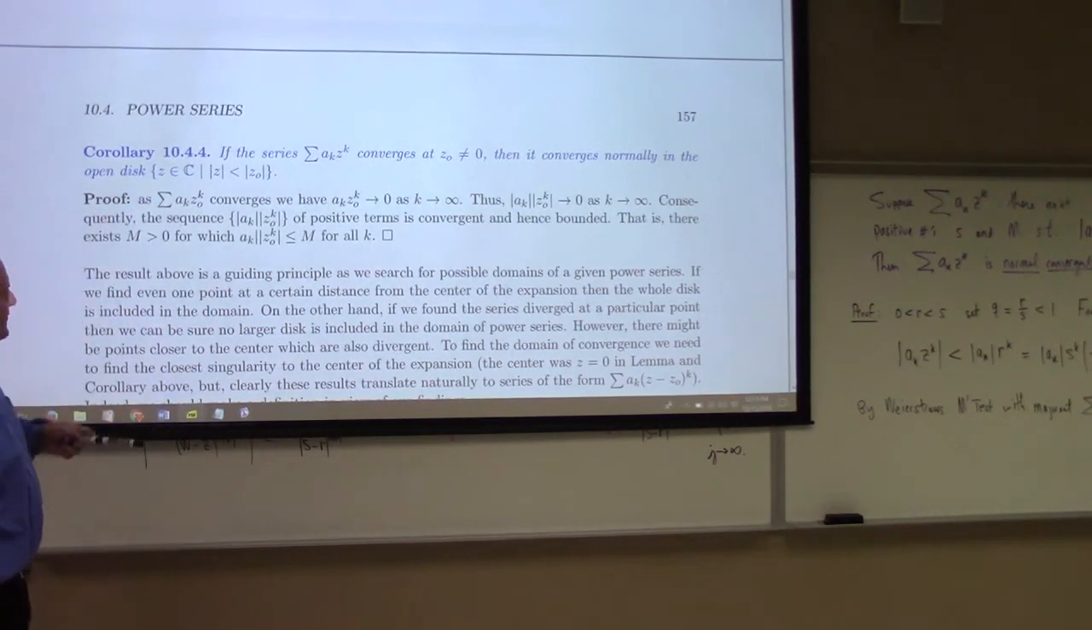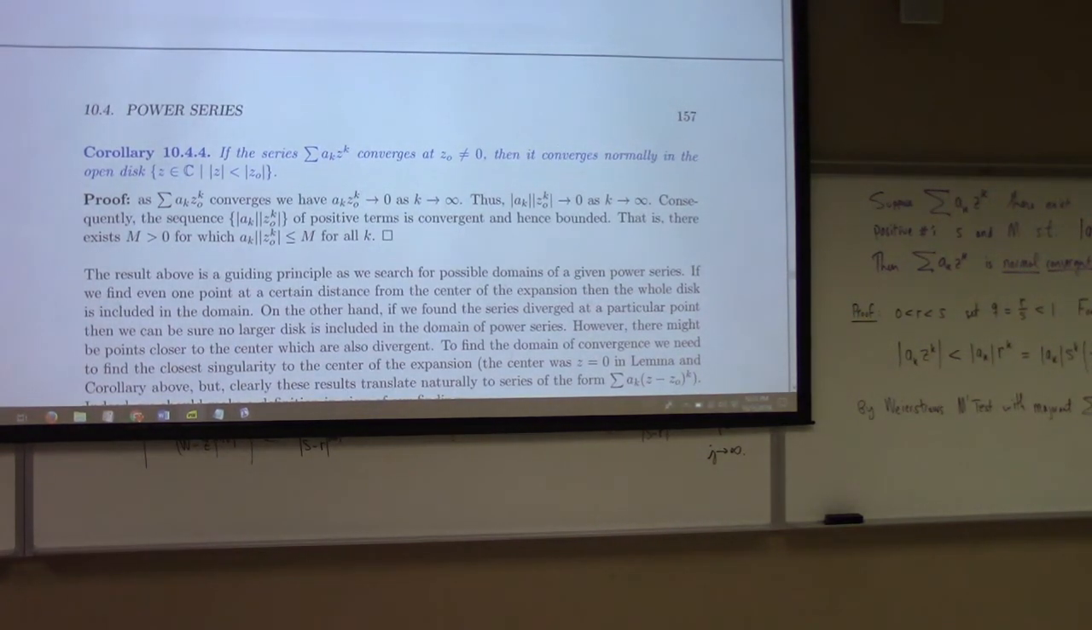So the corollary, Corollary 10.4.4, says this: if the series converges at z not equal to 0, then it converges normally in the open disk of that radius. In other words, if you have one point of convergence, you're guaranteed convergence within the disk that defines that from the center. You can't have the situation where your power series converges at 3, and yet somehow there's a point like distance 2 away from the center where it diverges. Convergence is contagious. As soon as you have one point of convergence, you get a whole disk of convergence.